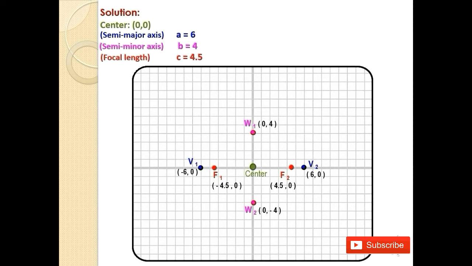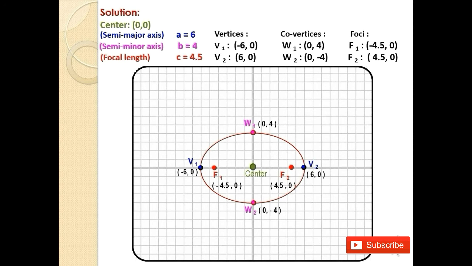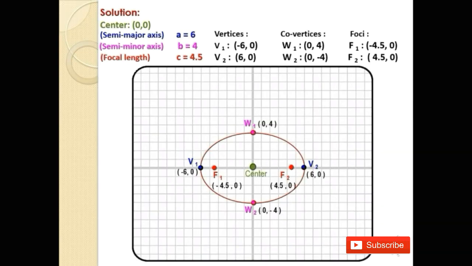Let us now sketch our ellipse by connecting all of the vertices. Presto! You now have the graph of your ellipse. Now, to complete our answer to the problem, since it is asking for the coordinates of the vertices, co-vertices, and the foci, we may also list them all in this manner. So, that's it. That's how we graph an ellipse with center at the point of origin.